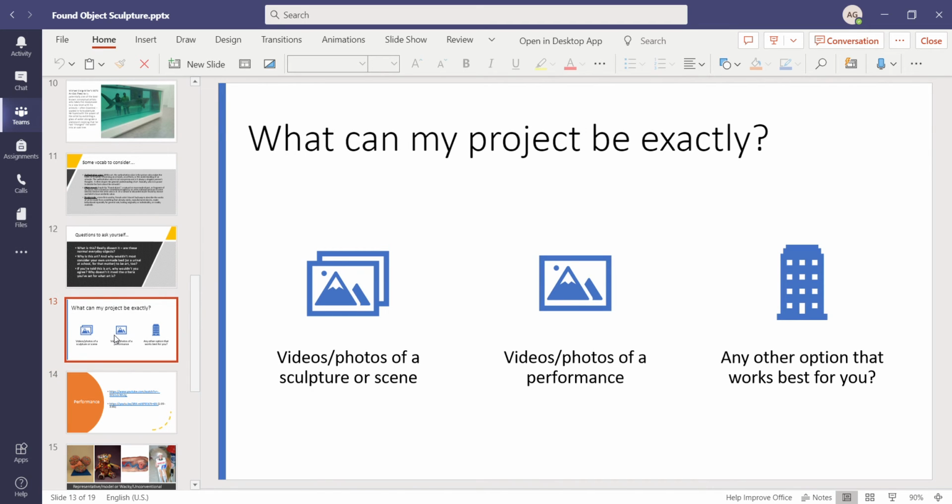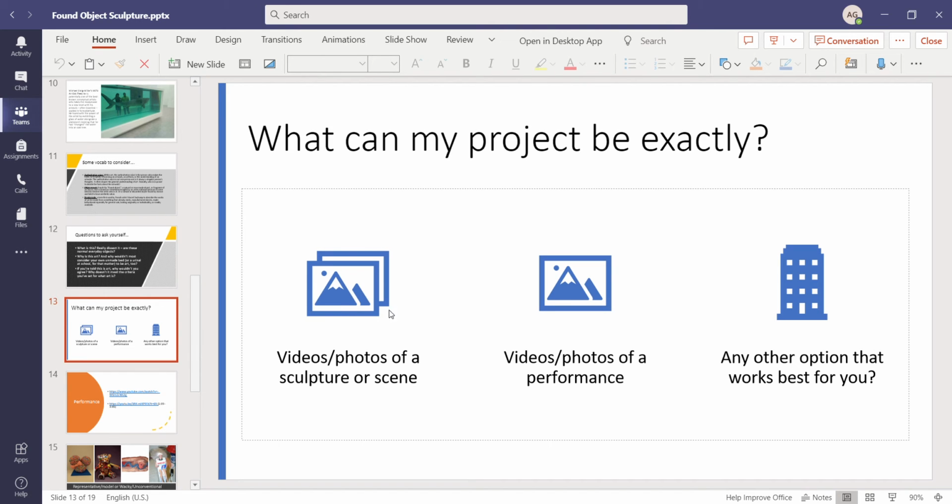So what forms can your project be exactly? It could be photos or videos of a sculpture or scene made out of a sculpture. So it's an object that you created out of other objects. So that's why you have the glue in your supply bag, in case you need an adhesive to stick pieces together. But you do not have to use the craft glue in your bag if you don't require it.